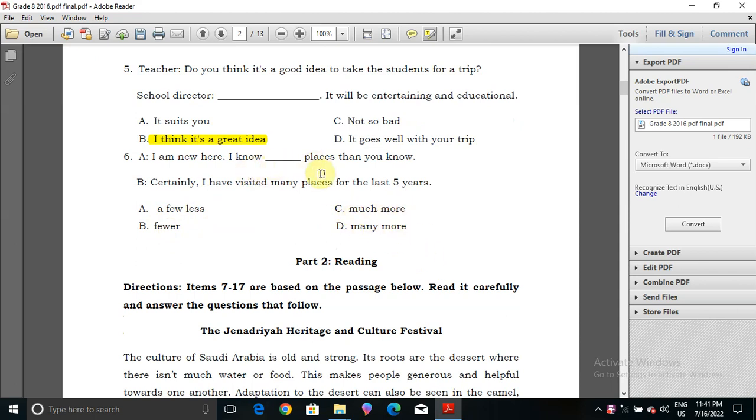Here, since he said "places," that means we will use "fewer," right? Because he also said in the question "I'm new here," so that means I don't know as many places as you. I know fewer places than you know. So the correct answer for question number 6 will be choice B.